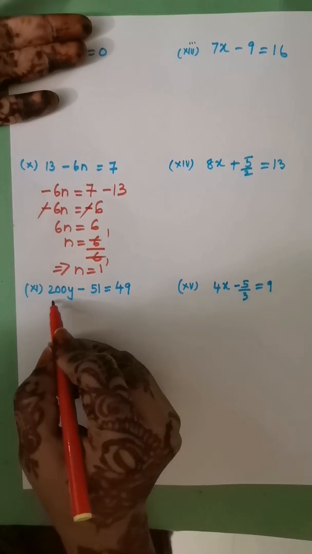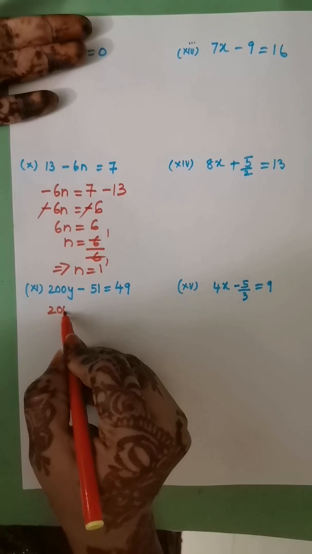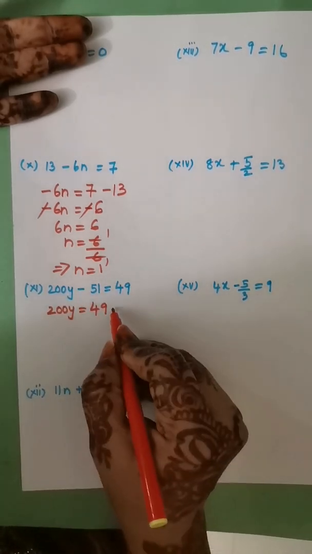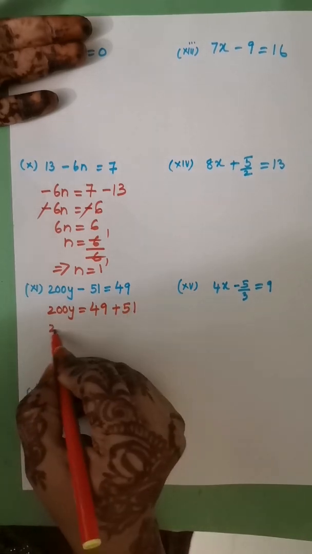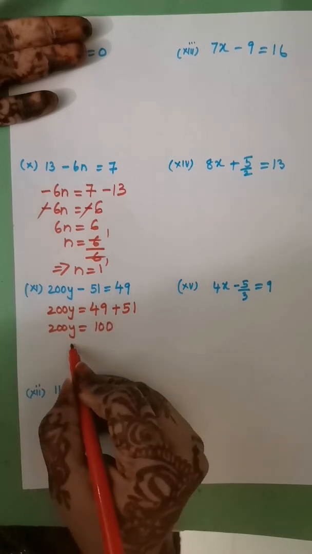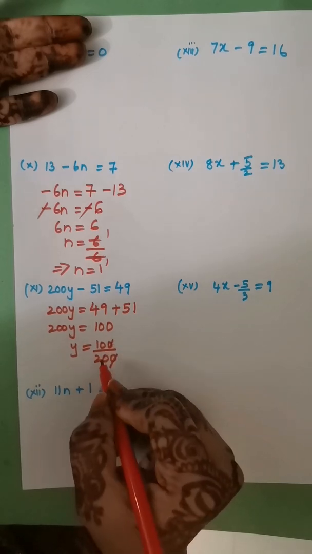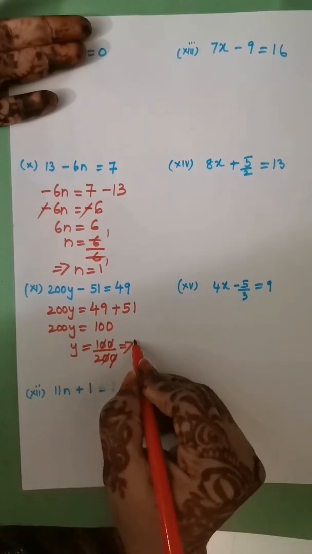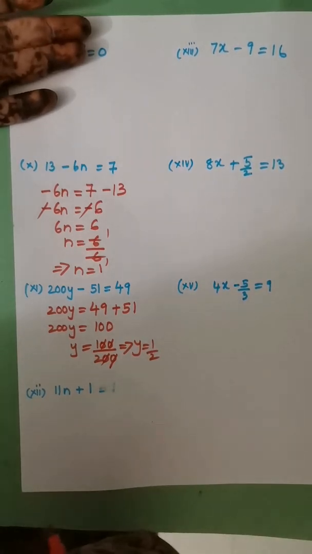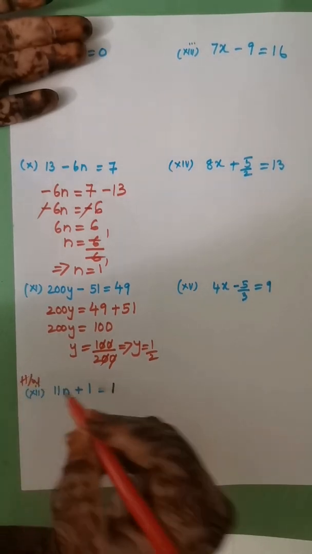Okay children. Next, 200y minus 51 is equal to 49. So we have to find the value of y. On the other side you have 49. Take minus 51 to that side, it will become plus 51. 200y is equal to 49 plus 51 is 100. Make y alone. Where will 200 go? 200 will go down. This 0 cancels, this 0 cancels. y is equal to 1 by 2 is the answer. Next, this also you can try for homework.